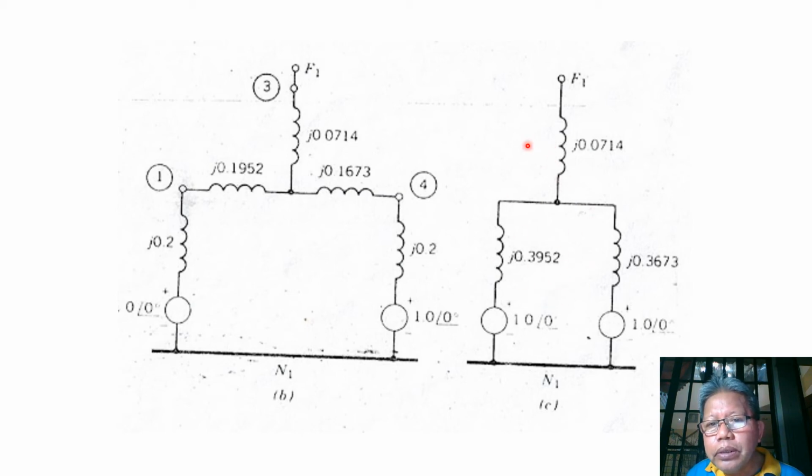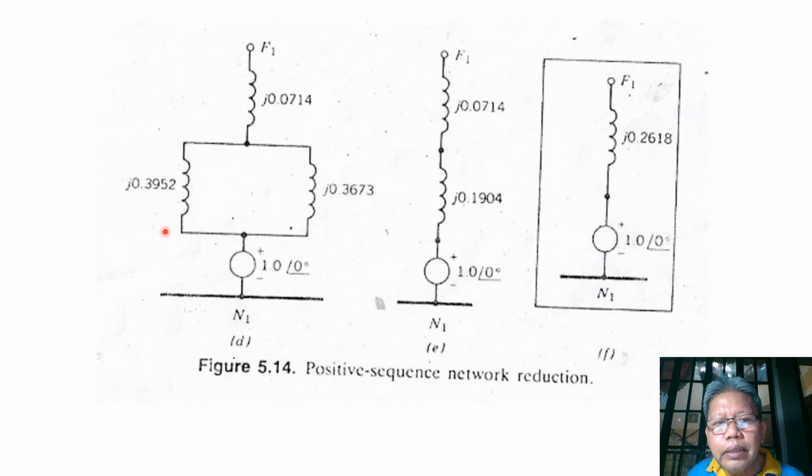To get the Thevenin's equivalent reactance for this network, we have to short the voltage sources. Shorting this and shorting this, we'll only have this reactance in parallel with this. So the result would be this one. Now this is the parallel combination of this one.